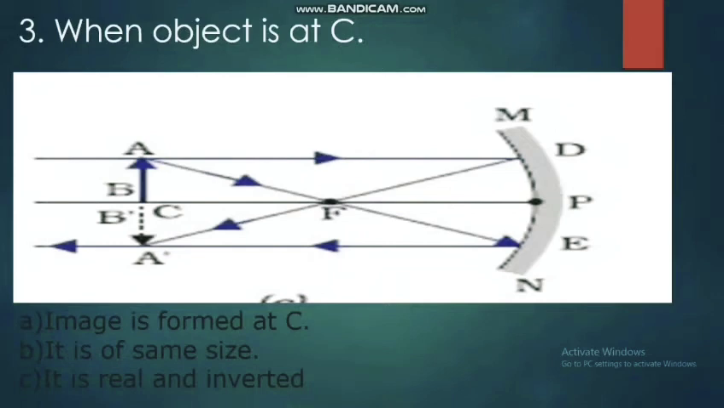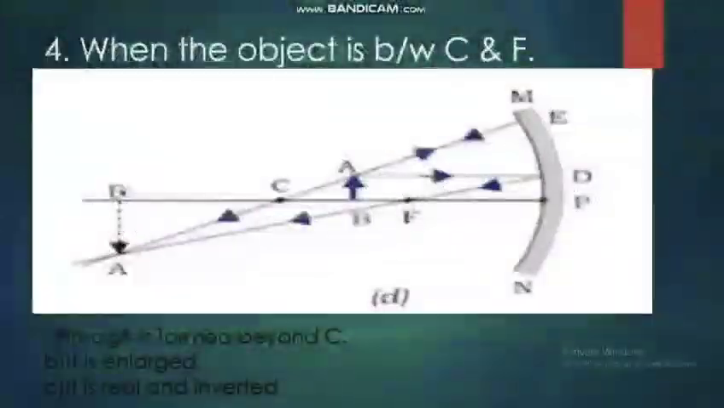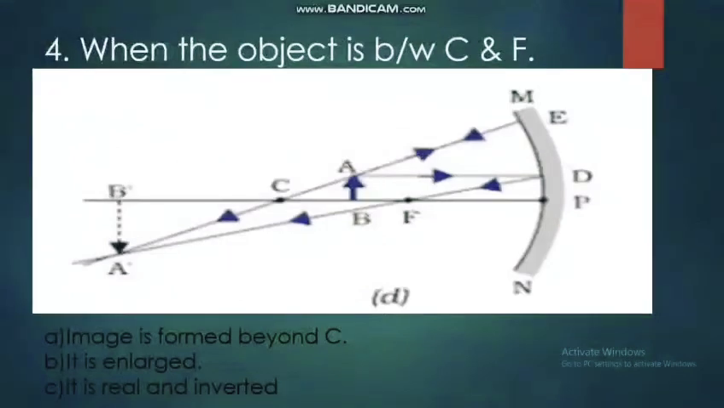So the meeting point is again fixed just on the downward side of the object. That's why at the same point where the object is situated, the image is obtained. So we can say it will be the same size, but again it is real and inverted and formed at C.